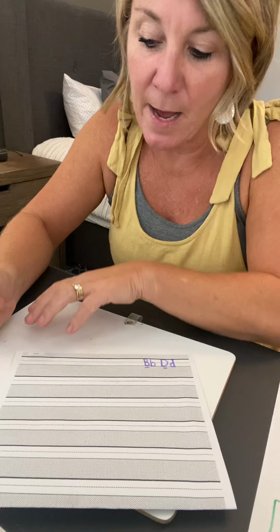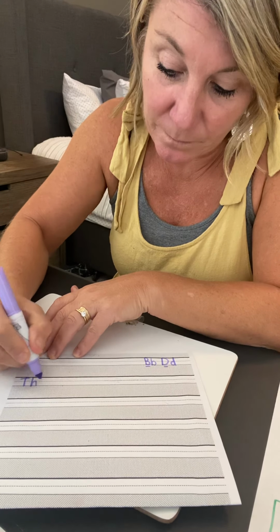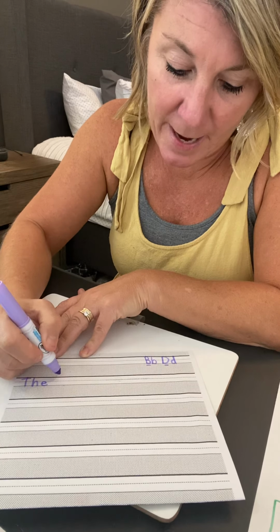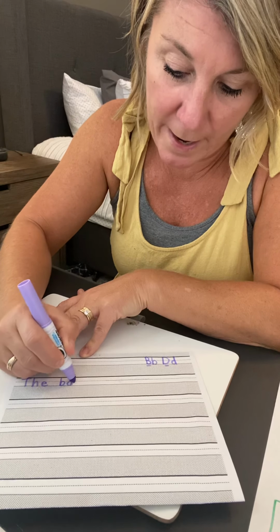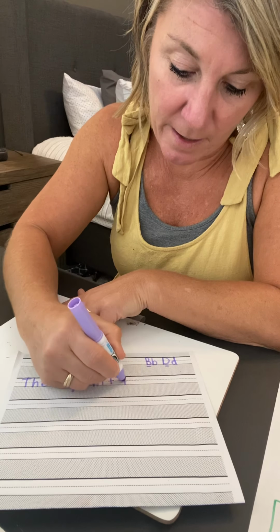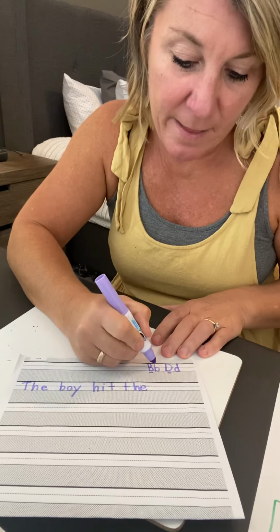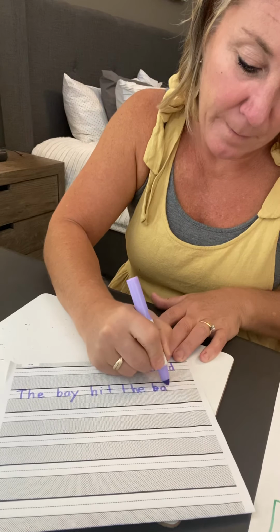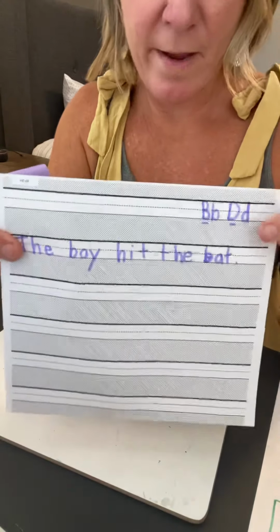So if they're writing the boy hit the bat, when they're writing the boy, they can come up here and they know that this is the B, so they'll look here and they'll say the boy hit the B. And as long as they know that this is a B, they'll look there for the B to make the bat, if that makes sense. So it's just a quick visual reference.